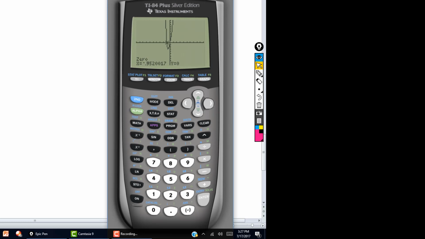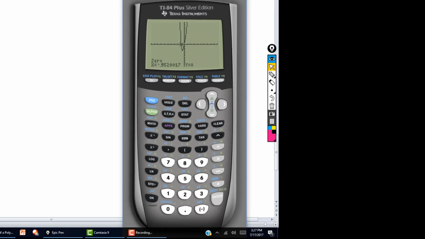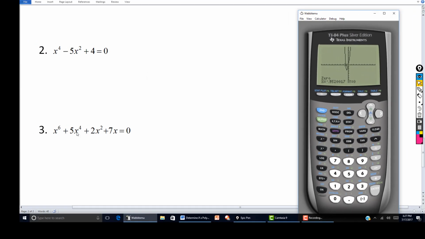Now the other 4, see, it is degree 6, so you would expect to have at most 6 zeros or solutions. Now the other 4 turn out to be imaginary. Okay, so you could find those using trigonometry, more advanced techniques, but in this particular case, that's as far as we go.